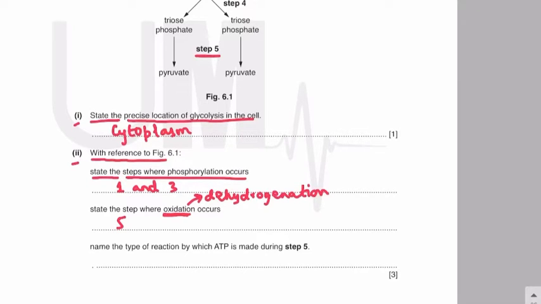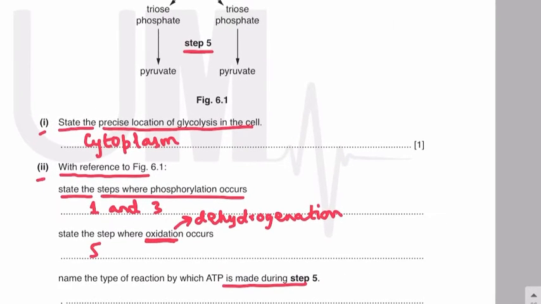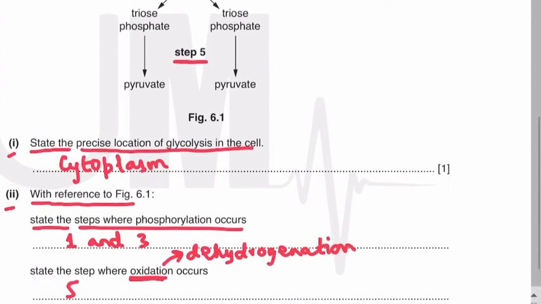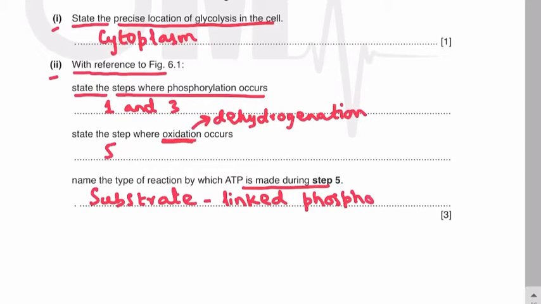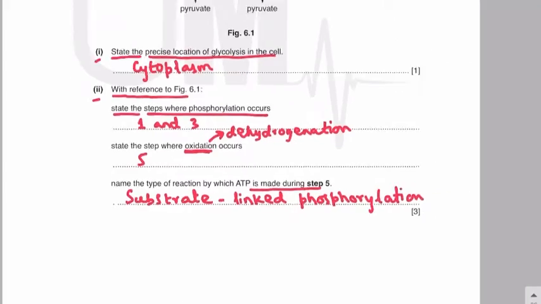Name the type of reaction by which ATP is made during step 5. So guys, in step 5, we know that ATP is formed, and the ATP is formed by a type of reaction which is known as substrate linked phosphorylation. When ATP is made, it is either made by substrate linked phosphorylation or oxidative phosphorylation. So in glycolysis, substrate linked phosphorylation occurs and not oxidative phosphorylation.